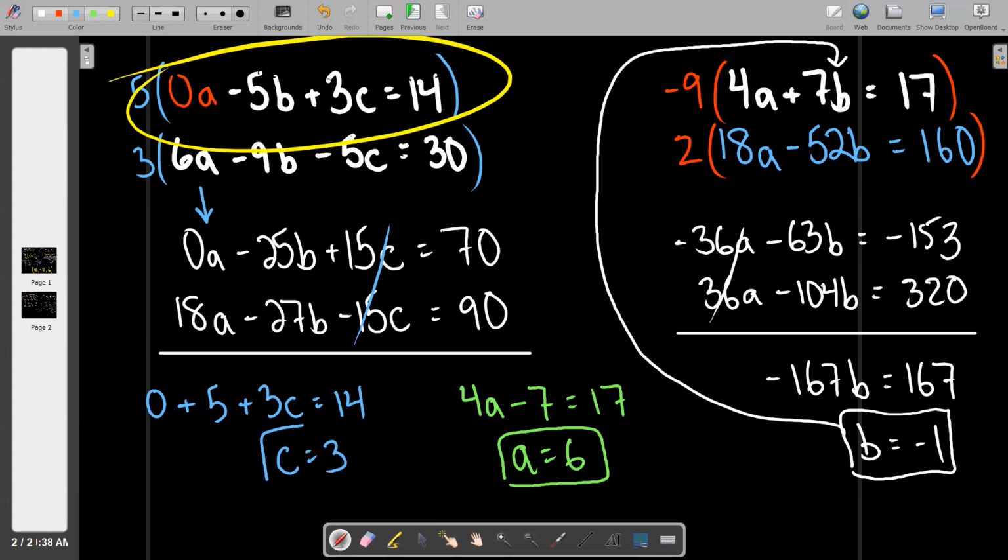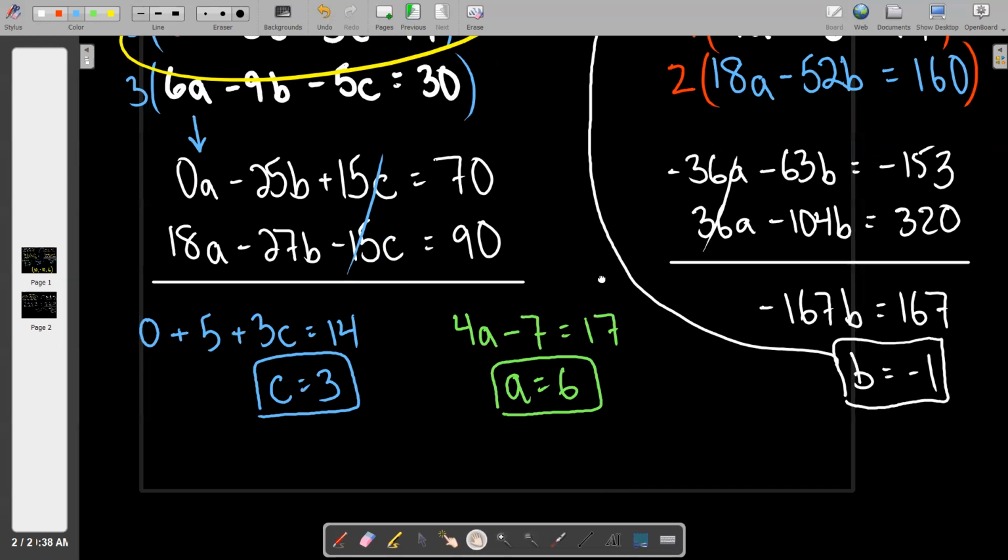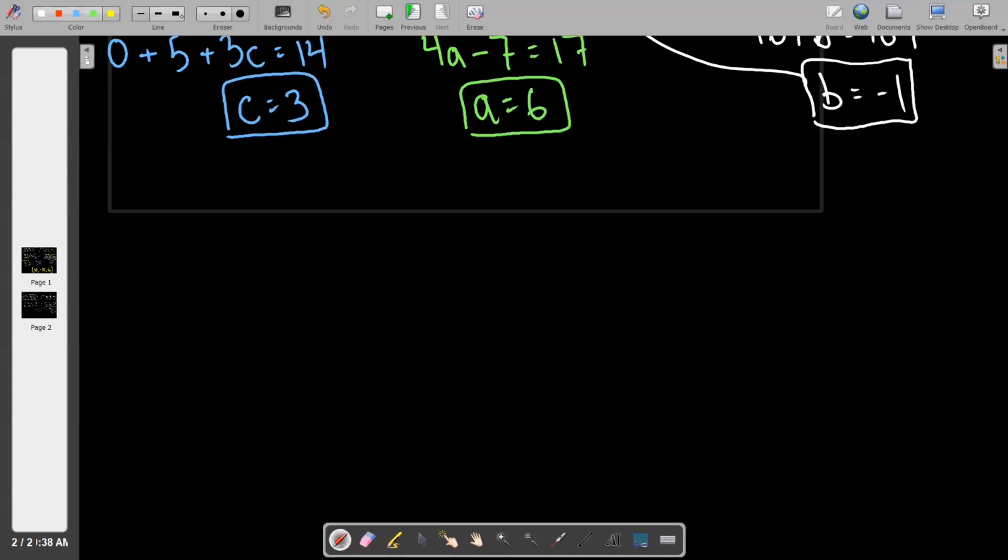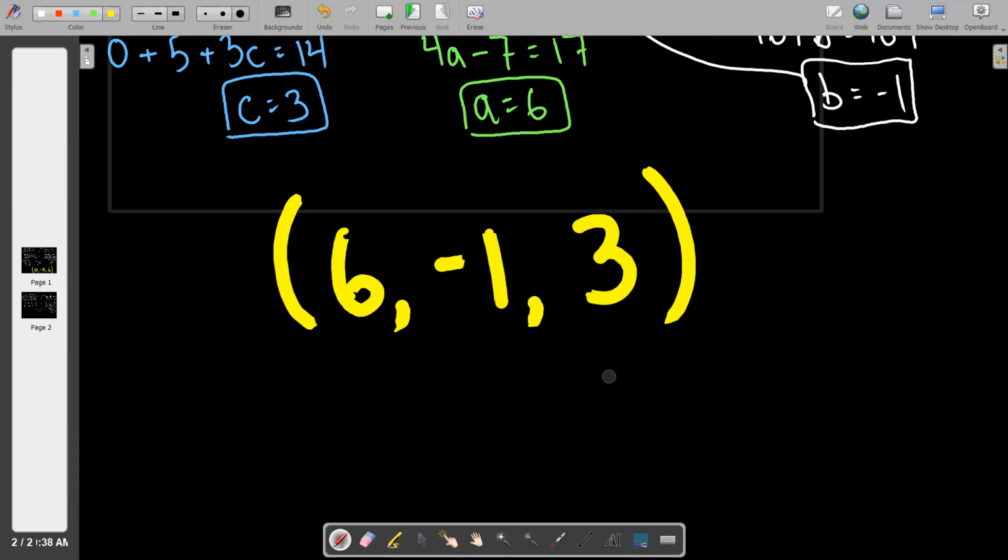And again, all the things now that I've worked so hard for are boxed up and ready for me. So my answer is the composition of all three of those. So I would have 6 for my A, -1 for my B, 3 for my C. Good? Okay. Cool.